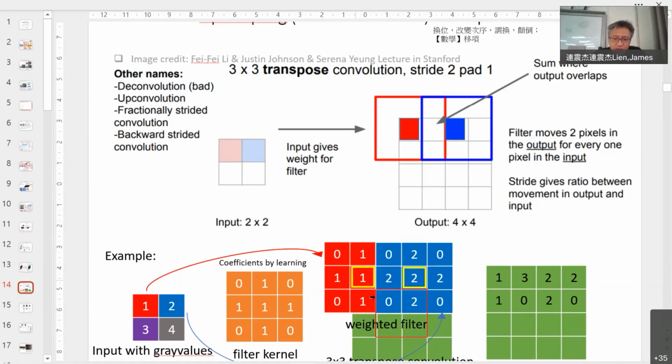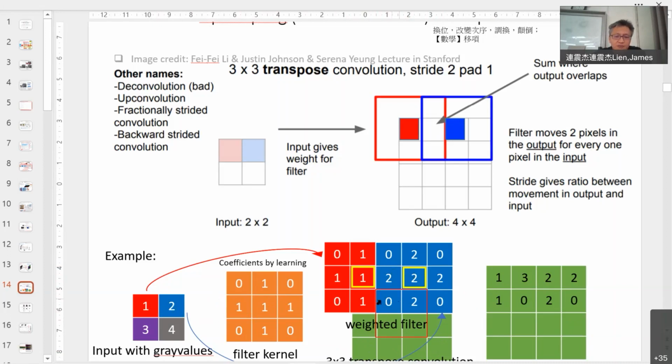So you'll fill this one, 4 by 4, up to here. The value will be 1. Actually, it will be 1. And you shift by 2, and it also times 2. This filter will times this value.